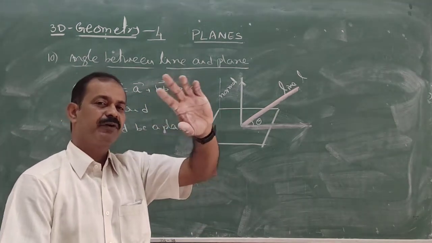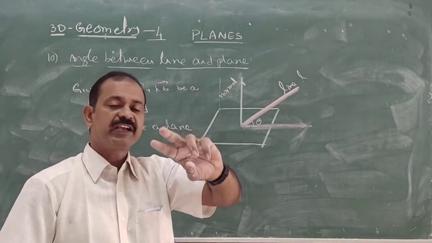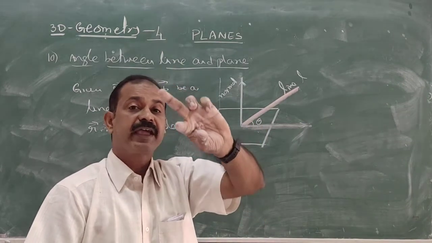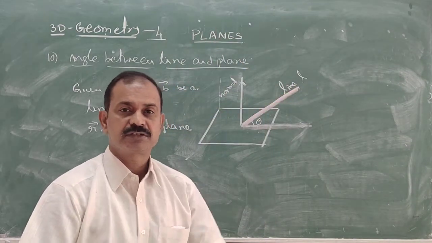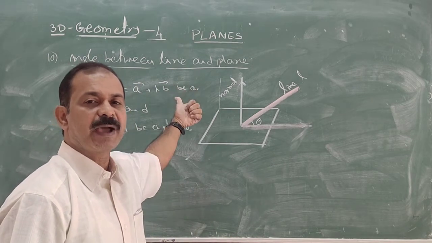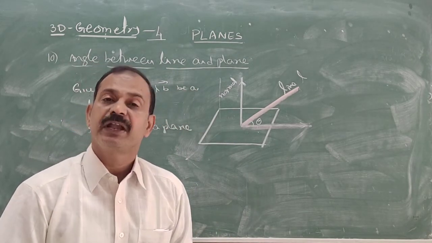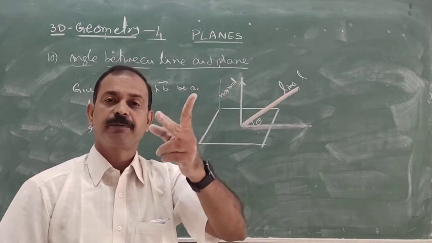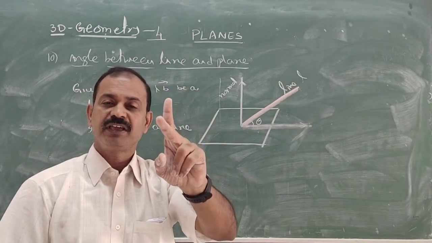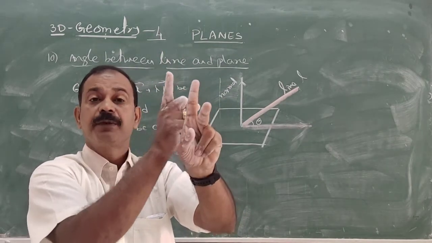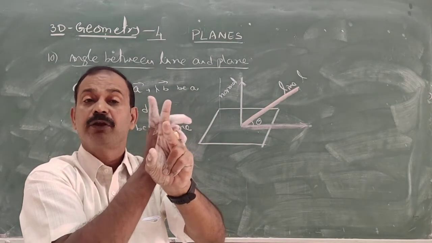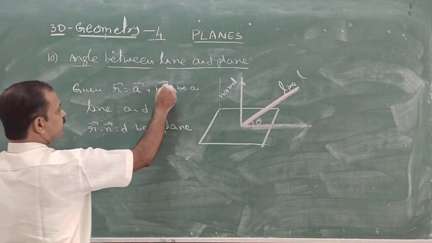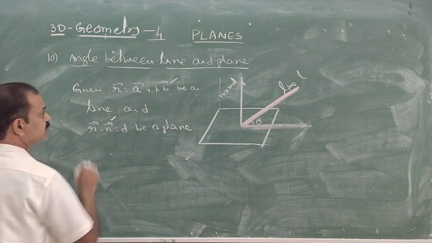Now, whenever we find the angle in straight lines, we are finding the angle between two parallel vectors. In planes, the angle between two perpendicular vectors. But here, one is a parallel vector, another one is a perpendicular vector. Therefore, whenever you find the angle between the line and plane, you have to find the angle between the parallel vector and perpendicular vector only. Parallel vector is B, perpendicular vector is n.